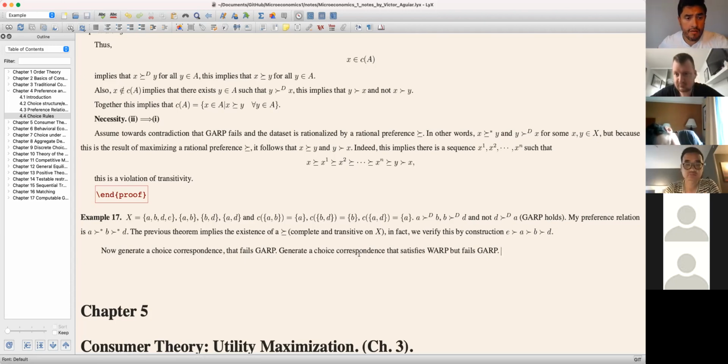Again, you can use the A, B, C, D. You basically need 3 alternatives to make it fail. For the first one, it should be easy. For the second one, it's trickier, so that one will be left for the problem set. I want you to generate a choice correspondence that satisfies WARP but fails GARP. So who wants to give it a try for the first one? Just something that fails GARP.